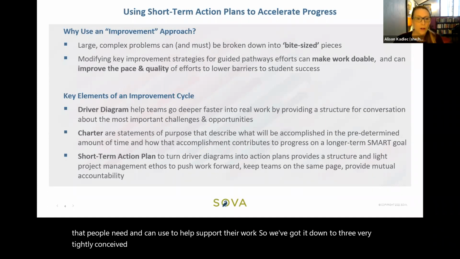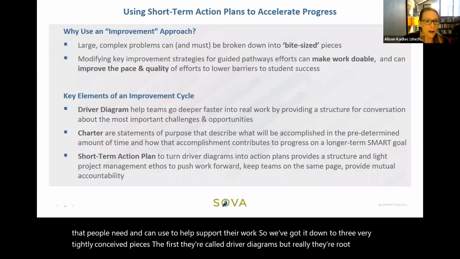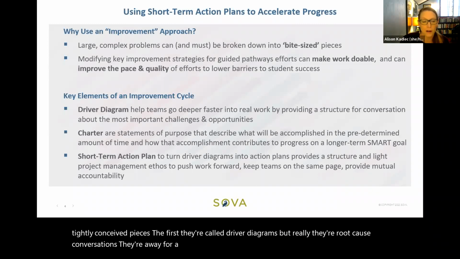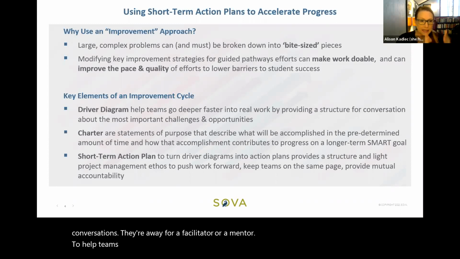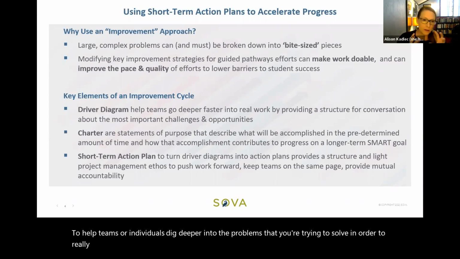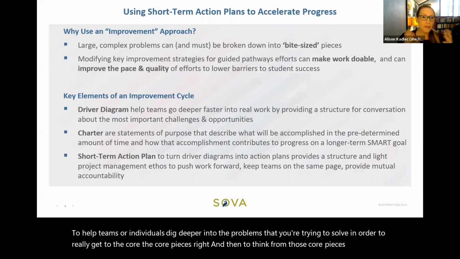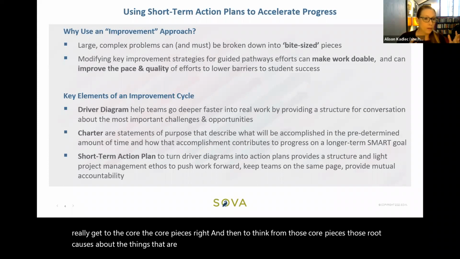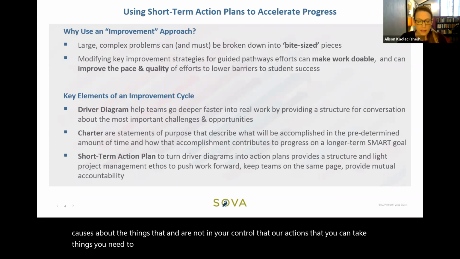The first, they're called driver diagrams, but really they're root cause conversations. They're a way for a facilitator or a mentor to help teams or individuals dig deeper into the problems that you're trying to solve in order to really get to the core pieces, right? And then to think from those core pieces, those root causes, about the things that are and are not in your control, that are actions that you can take, things you need to do, things you want to do.